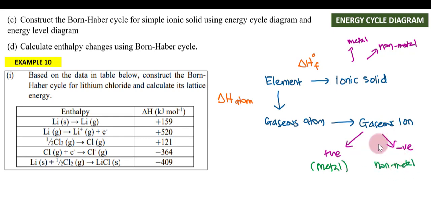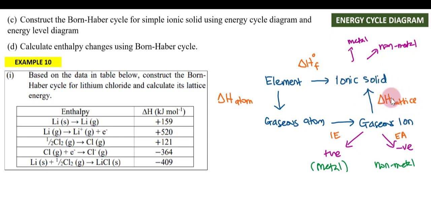To form a gaseous ion from the gaseous atom, if you still remember, the formation of the positively charged ion comes from the ionization energy, while the negatively charged ion formed from the gaseous atom is the electron affinity. And last but not least, we have the conversion of the gaseous ions into the ionic solid. This one is the lattice energy, which is from the gaseous ions to form the ionic solid.